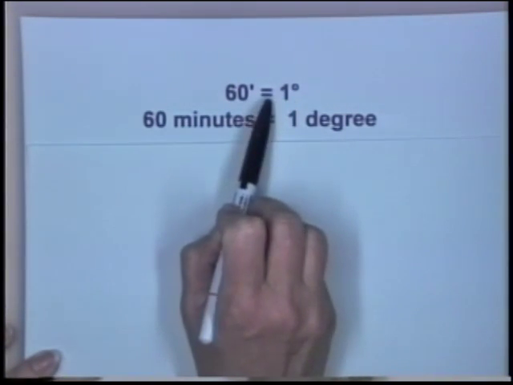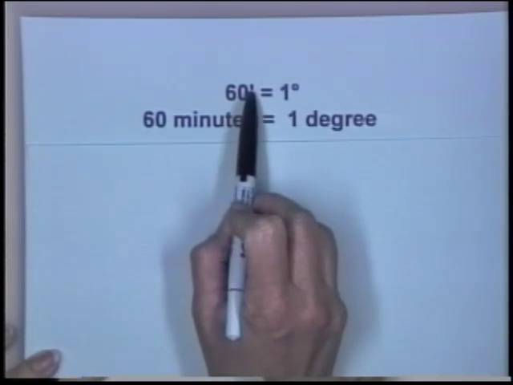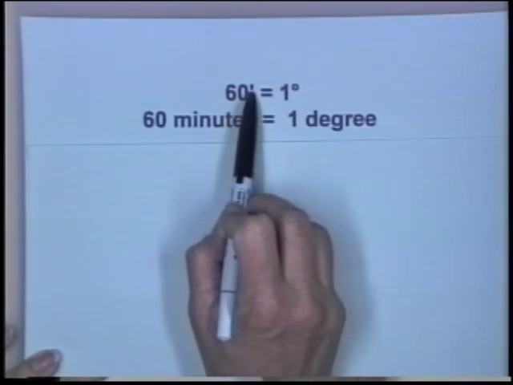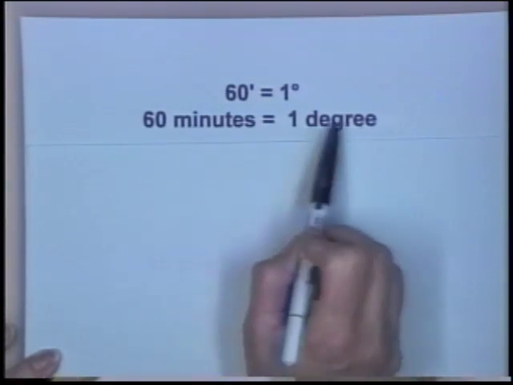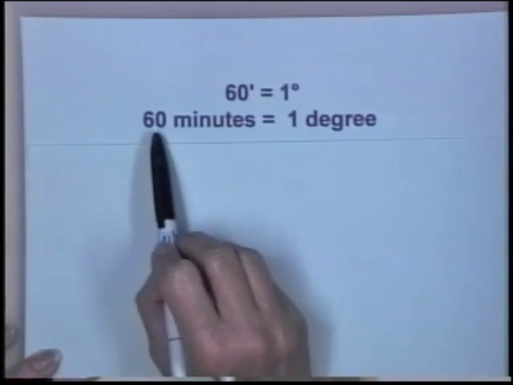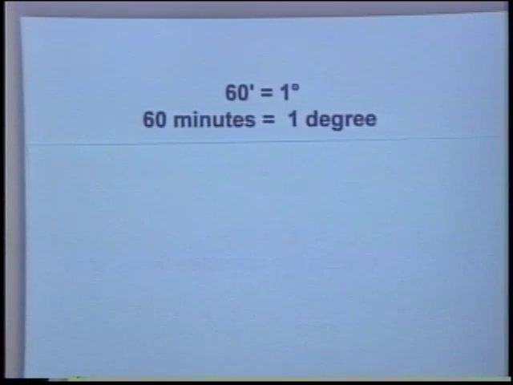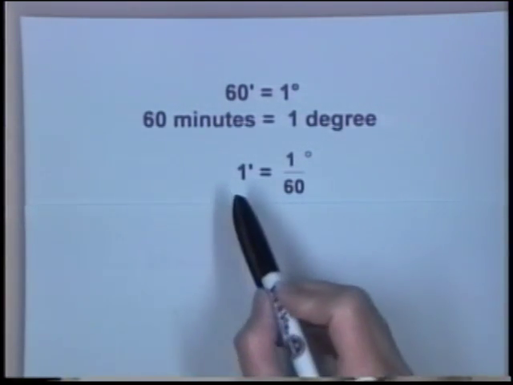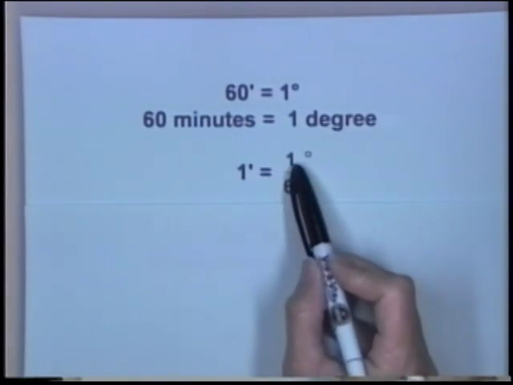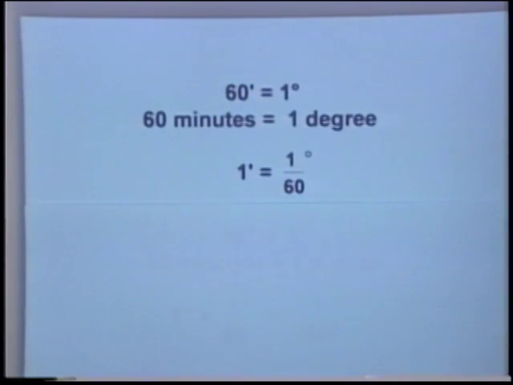One degree is equal to 60 minutes, and this is the symbol that we use for a minute, and these are the words that represent those symbols. 60 minutes equals 1 degree. Of course, what that means is that 1 minute is 1/60th of a degree. 2 minutes would be 2/60ths of a degree. 5 minutes would be 5/60ths of a degree.